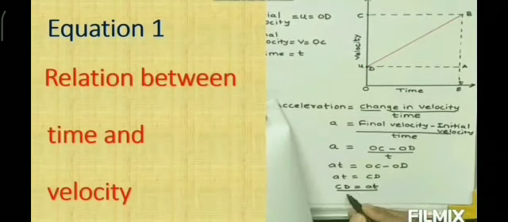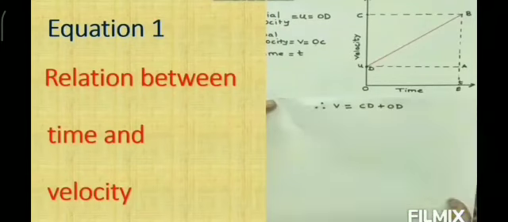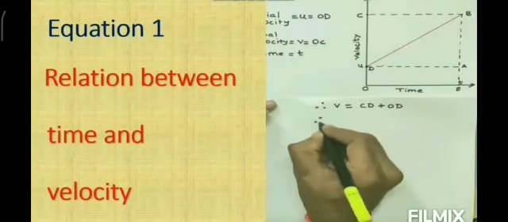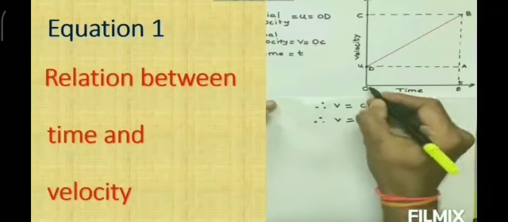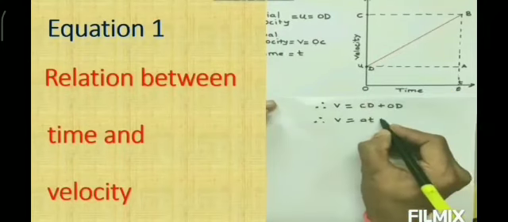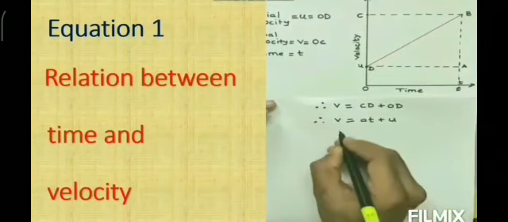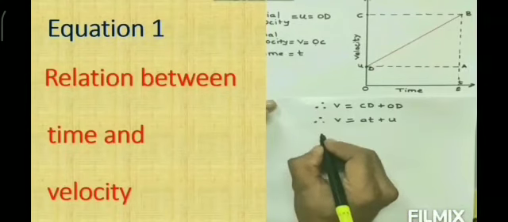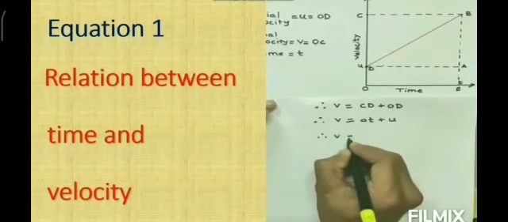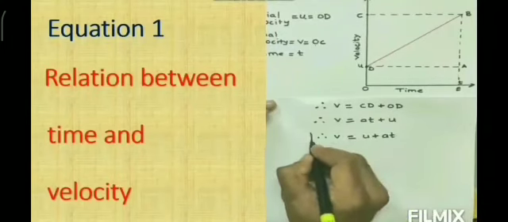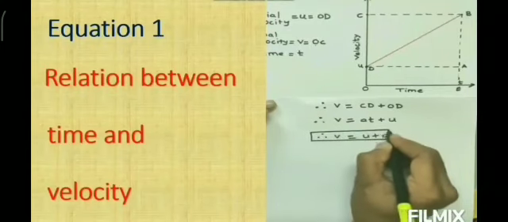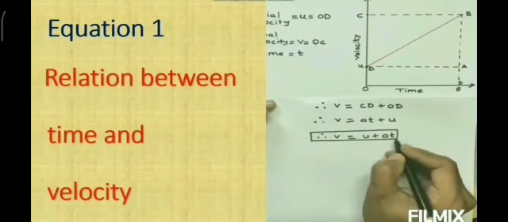What is the value of CD? The value of CD we have derived. CD is equal to AT. Now let us put this value of CD in this equation. We can write it. Therefore, V is equal to AT, and we know that the value of OD is U, the initial velocity. V is equal to AT plus U. We can write it as V is equal to U plus AT. This is the first equation of motion. V is equal to U plus AT.